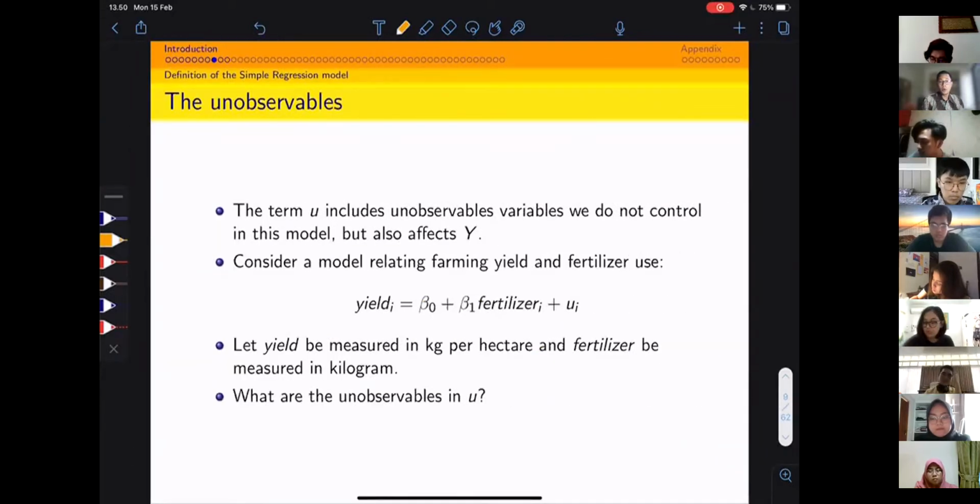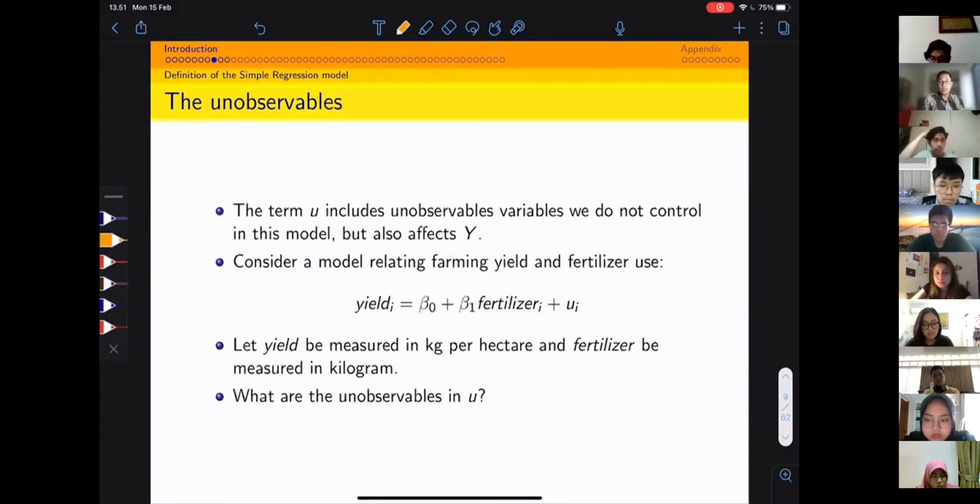Okay, so the term U includes unobservable variables, something that we do not control in this model, and it also affects Y. Now, consider a model relating farming yield and fertilizer use. I'm not going to go specific into the units, but the idea is that you have yield, basically the farming productivity, on the left-hand side as the dependent variable, and you have fertilizer on the right-hand side. Fertilizer is one of the inputs that farmers use to improve the productivity of the farming.